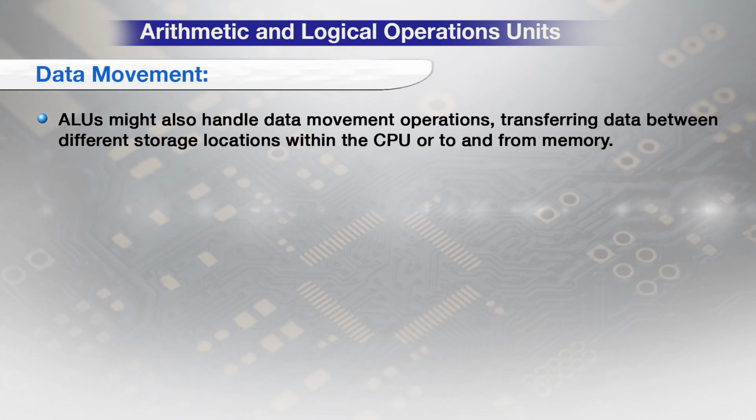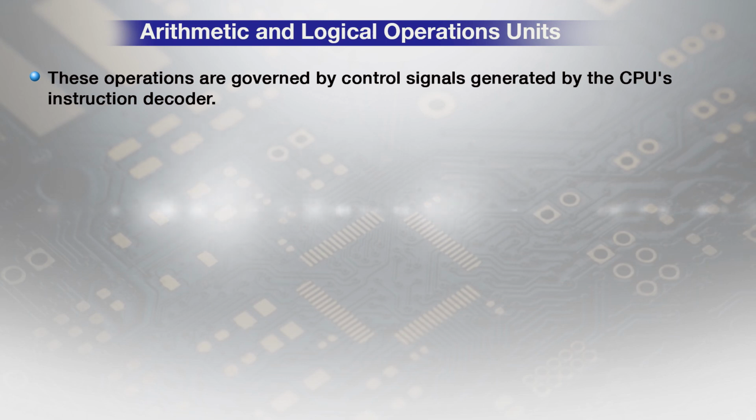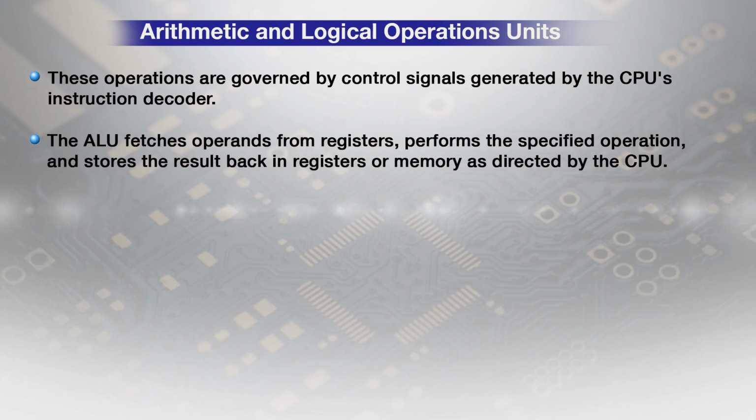Data movement. The ALU might also handle data movement operations, transferring data between different storage locations within the CPU or to memory. These operations are governed by control signals generated by the CPU instruction decoder. The ALU fetches operands from registers, performs the specified operation, and stores the result back in a register or memory as directed by the CPU.